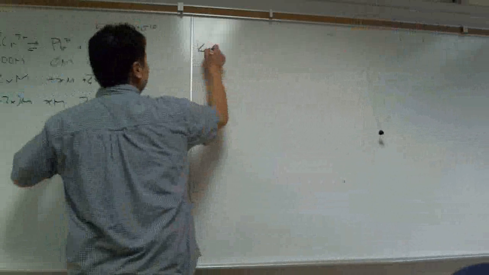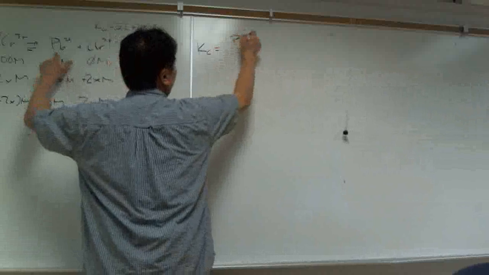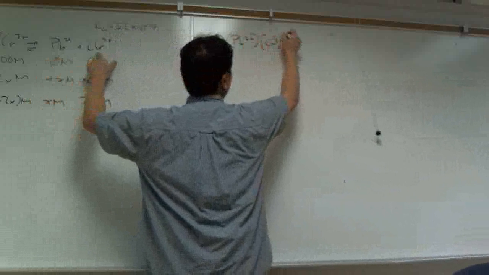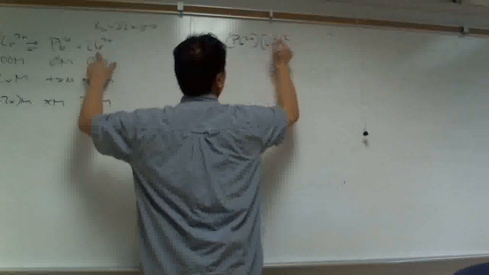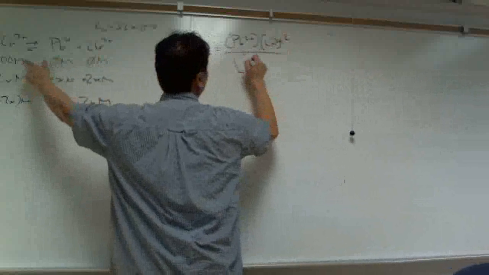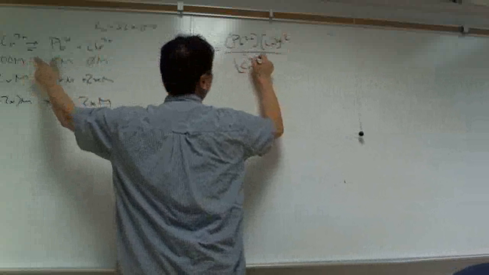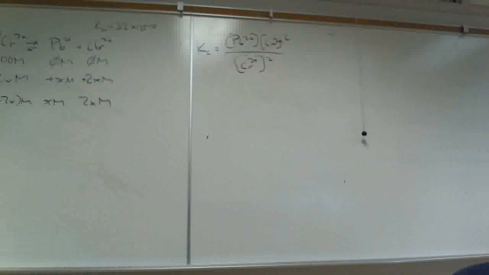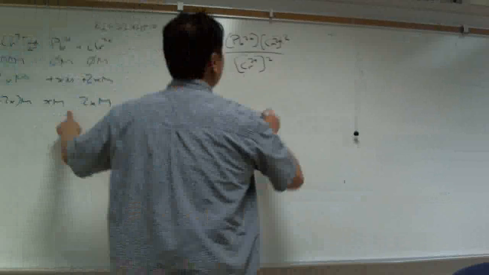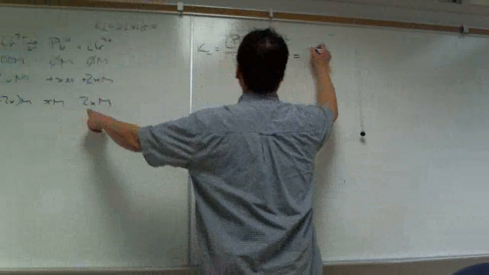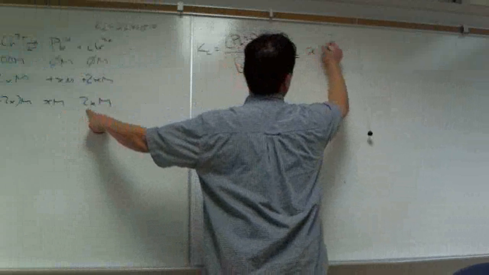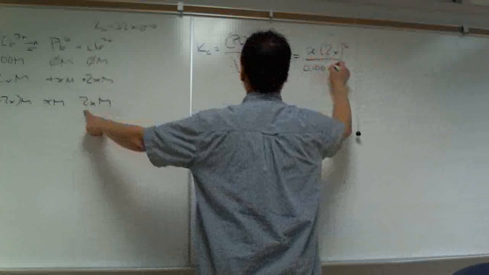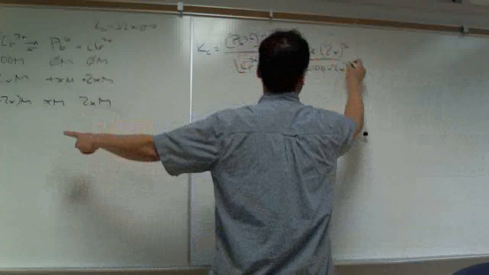So the Kc is going to equal the lead-2 concentration, the chromium-2 squared, divided by the chromium-3 squared. Okay, let's go ahead and plug that in. We're going to get x, 2x quantity squared, divided by 0.100 minus 2x squared.